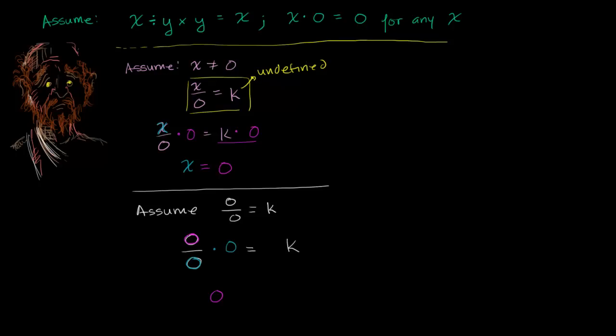So let me multiply the right-hand side by 0. So on the left, I get 0. I just get this magenta 0. And on the right, I get, I could just write a 0 here, but I won't simplify it. I get k times 0. Well, this I see right over here. This actually is not a contradiction. This is actually true for any k.